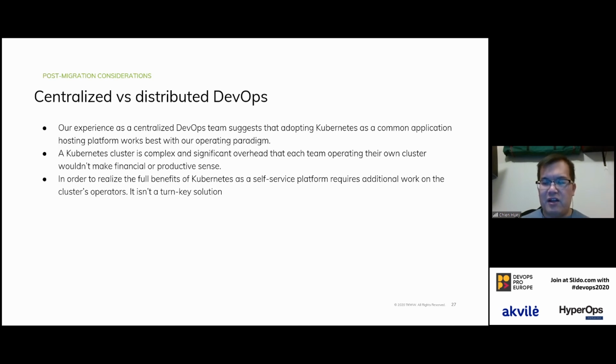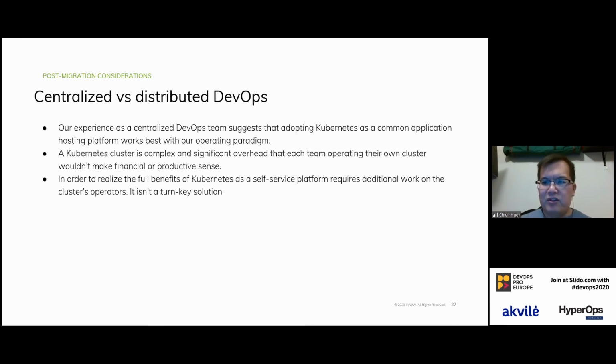The other thing is that because it's a common platform, perhaps the better way to run it is as a centralized DevOps team instead of a distributed one. I think it's workable, but for us it seems to work pretty well.